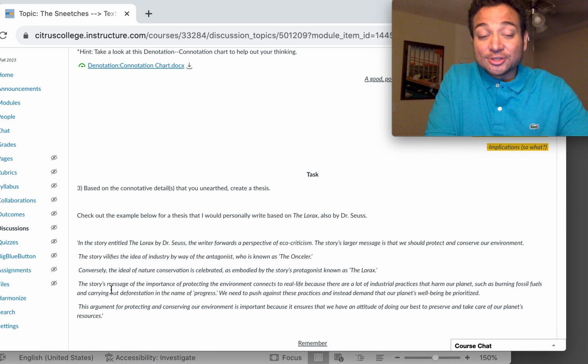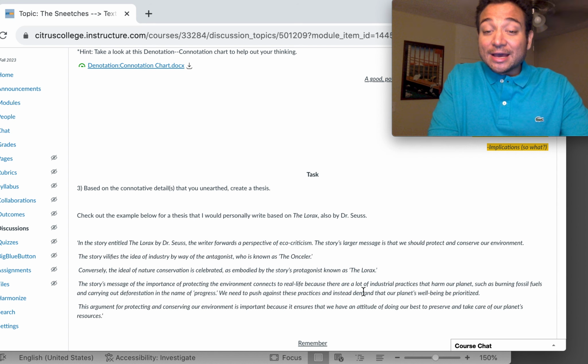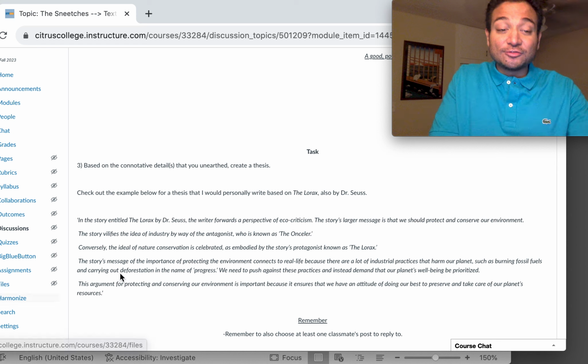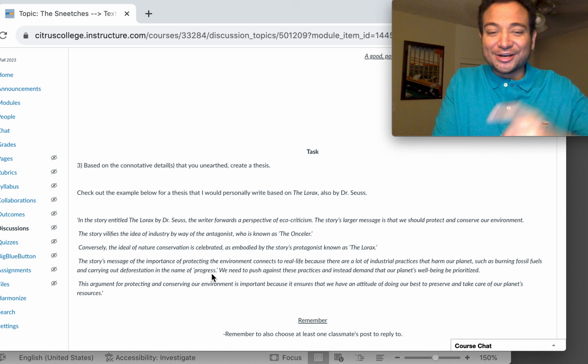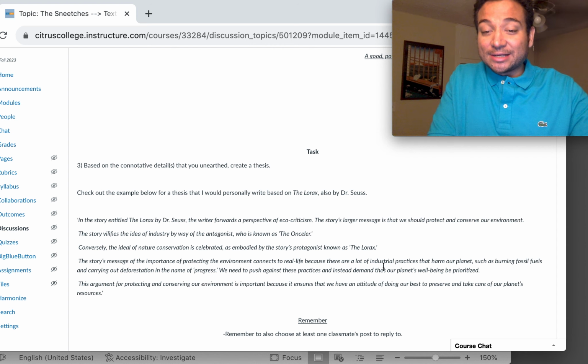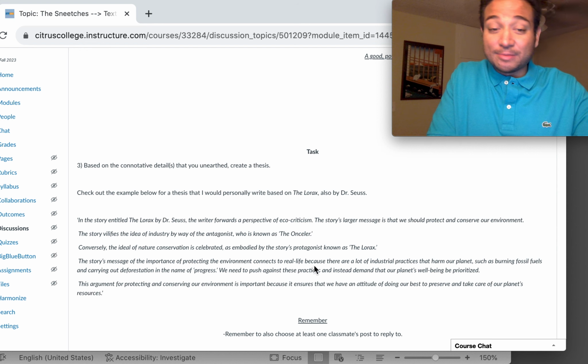Connects to real life. The story's message of the importance of protecting the environment connects to real life because there are a lot of industrial practices that harm our planet, such as burning fossil fuels and carrying out deforestation in the name of progress, which is something we hear a lot in the Lorax. This sort of progress. We need to push against these practices and instead demand that our planet's well-being be prioritized.